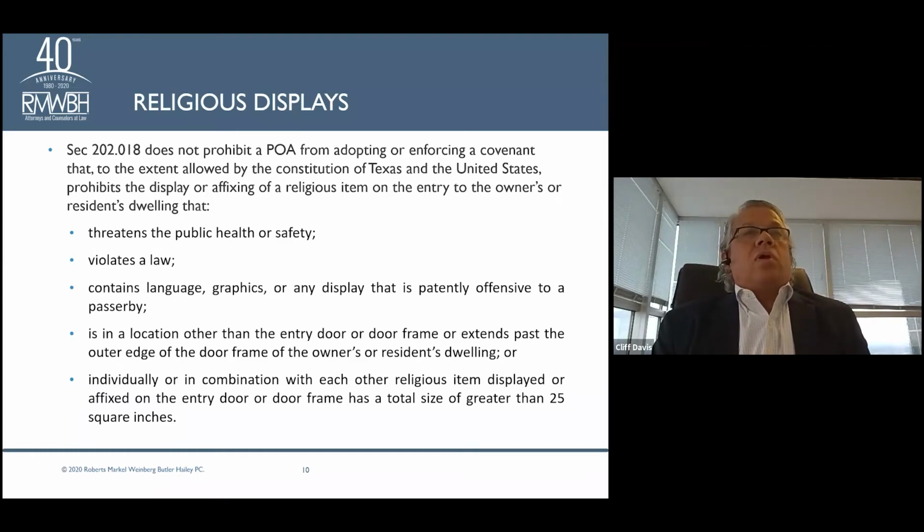And of course, with religious symbols, you do have some authority to regulate those if the symbol threatens public health or safety, if it violates a law, if it contains offensive language, some of the same things as on political signs, if it's on a location other than the entry door or door frame, or extends past the outer edge of the door frame.